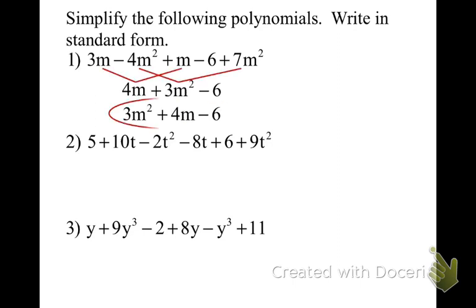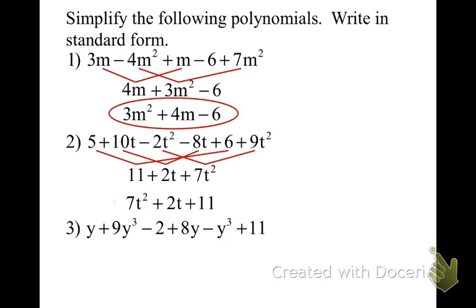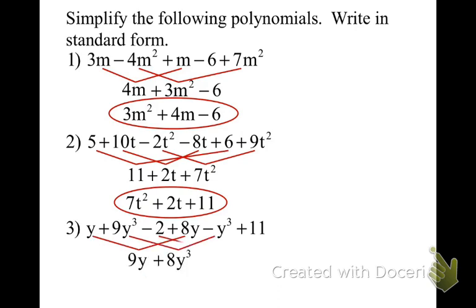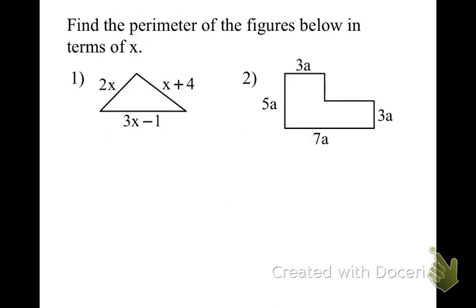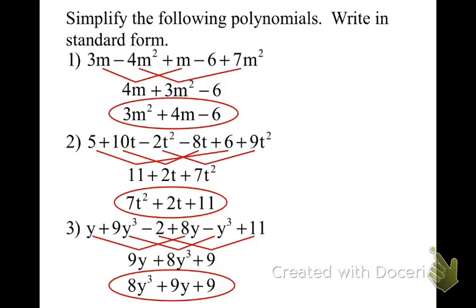Now check your work. You should have 3m squared plus 4m minus 6. I would just put them in order right away. I wouldn't do the two steps the way my PowerPoint is doing. 7t squared plus 2t plus 11. And the last one is 8y to the third plus 9y plus 9.